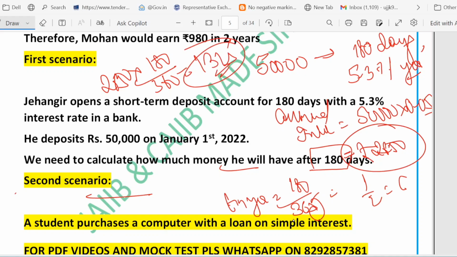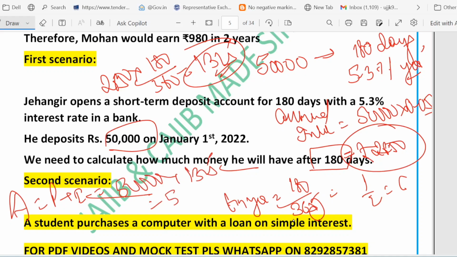So what is the total amount? A is equal to P plus I. Principal is how much? 50,000. So 50,000 plus 1325. That will give you 51325.